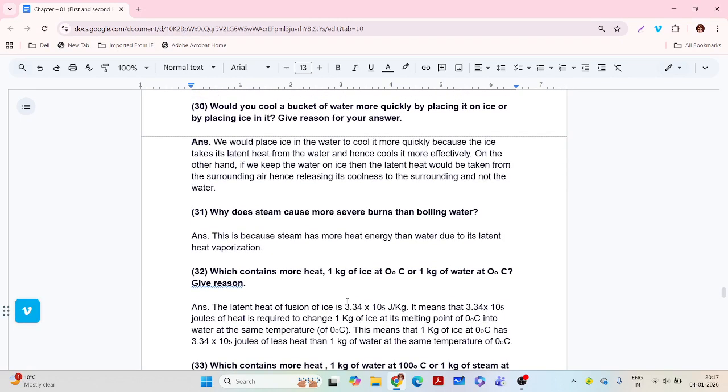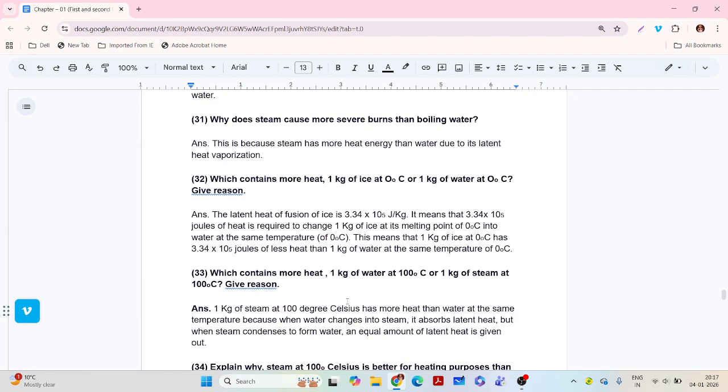The answer should see these both questions they are the same. Which contains more heat, more chill should come here, in my opinion. Which contains more chill? 1 kg of ice at 0 degree Celsius or 1 kg of water at 0 degree Celsius? 1 kg of ice has less heat than 1 kg of water at the same temperature.